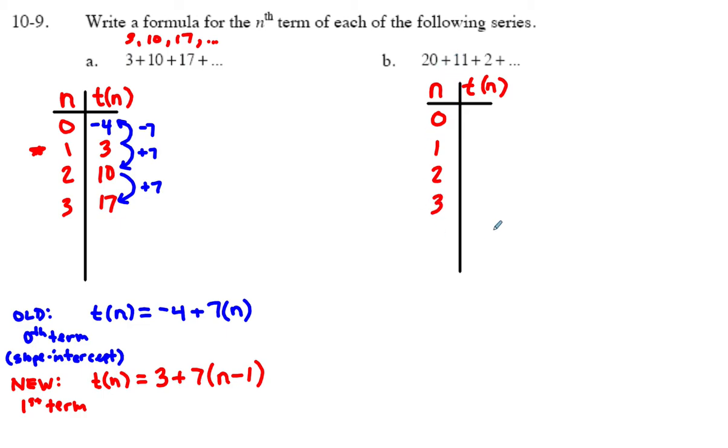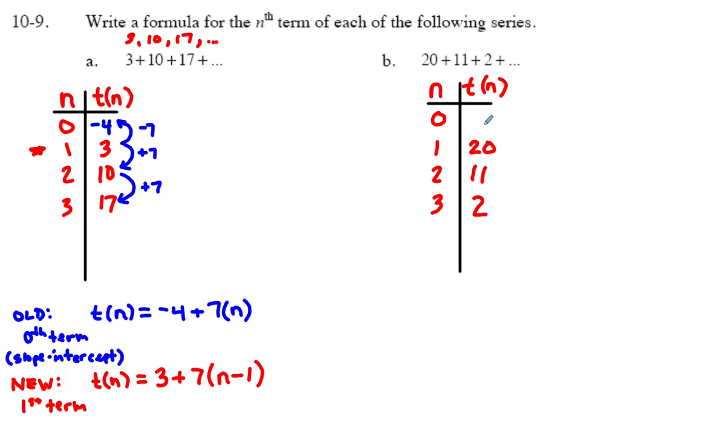And do you even have to list out this table when you're doing it? No, you don't. This is just to help build the connection with what you've previously learned in other classes. So 0th term, don't know. First term, 20. Second term, 11. Third term is 2.